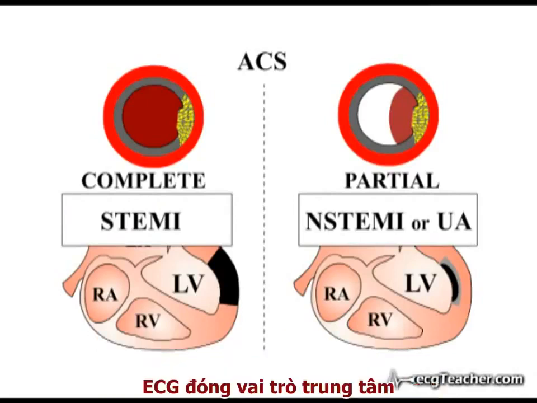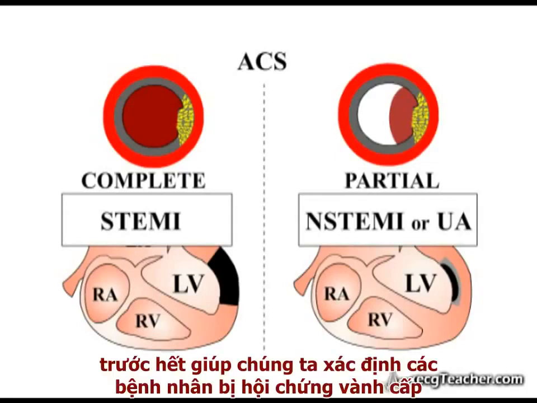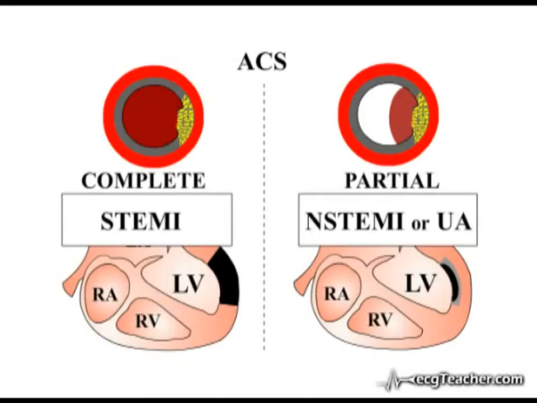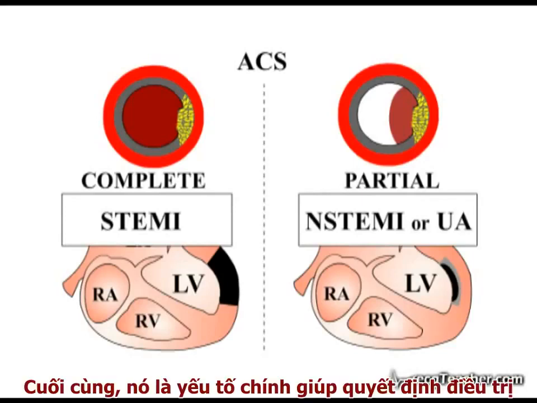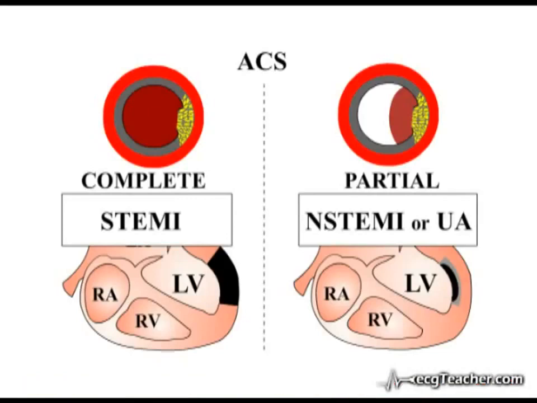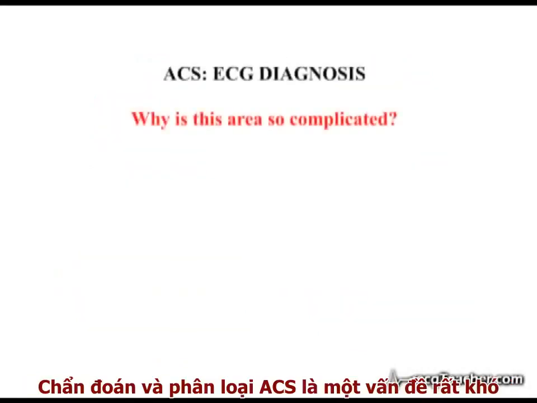The ECG plays a central role in, first of all, identifying patients with an acute coronary syndrome, and in subsequently allocating them to a particular category of ACS. The latter, in turn, is the main factor in determining their treatment. The diagnosis and classification of ACS is a challenging area.